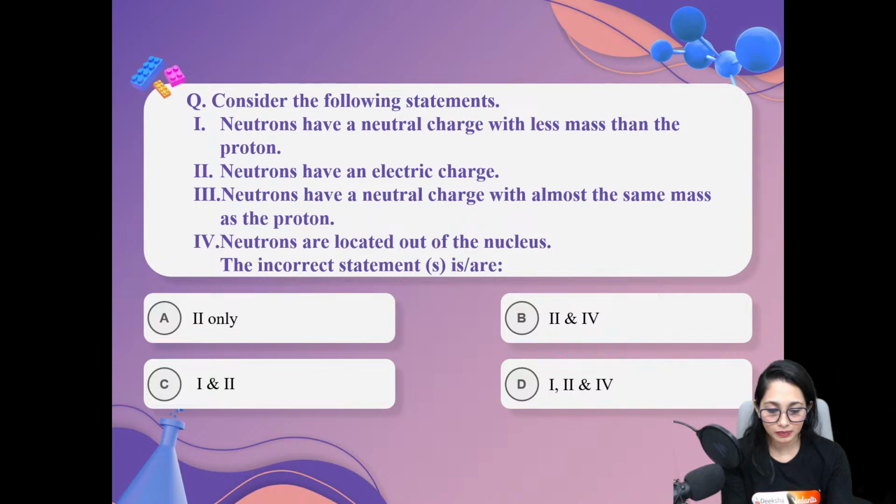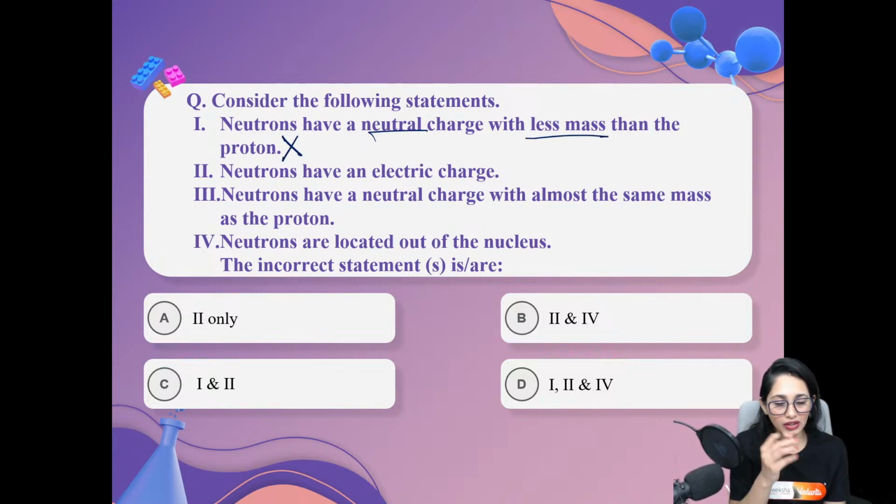What is the answer? Neutrons have neutral charge. This is true. The first part is true. But less mass than that of a proton? No. Almost equal. Actually, a slightly bit more. It has more mass. Very slight increase though. Neutrons have an electric charge. Is this true? No. This is also incorrect.